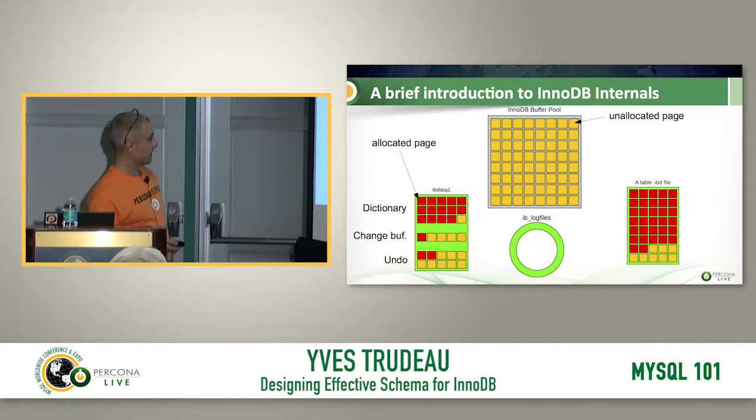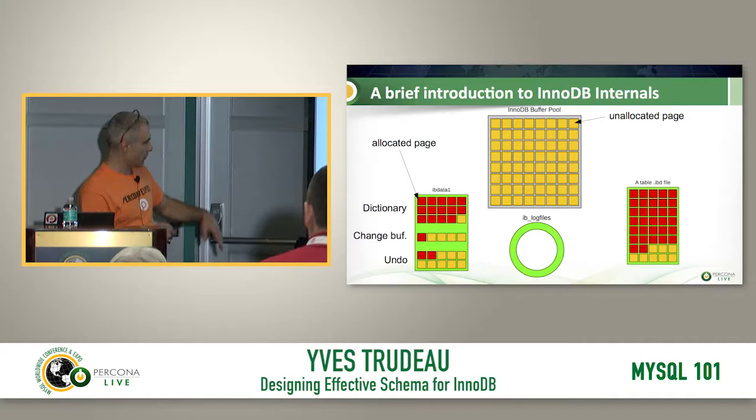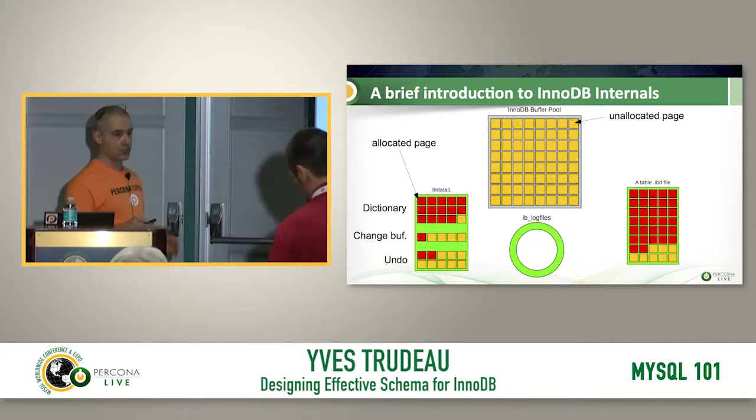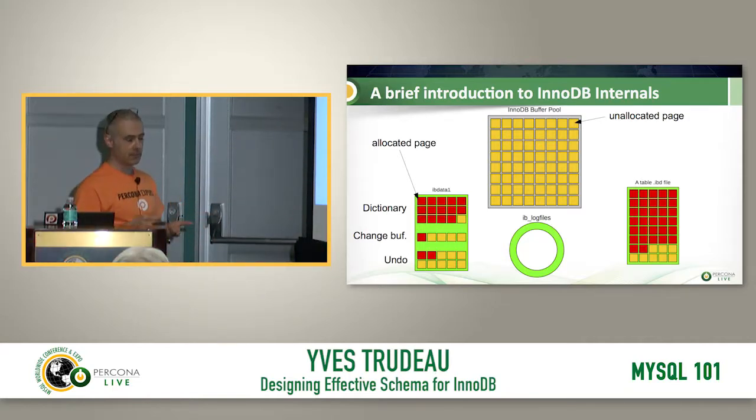There's another thing, the system tablespace. If you're not using innodb_file_per_table, everything is there. But in general, you have some allocated pages. And one of the most important parts here is the dictionary, where InnoDB knows about its tablespaces, its tables, columns, everything is there.